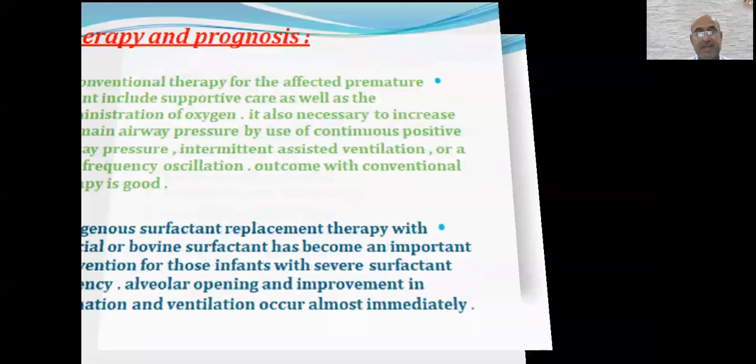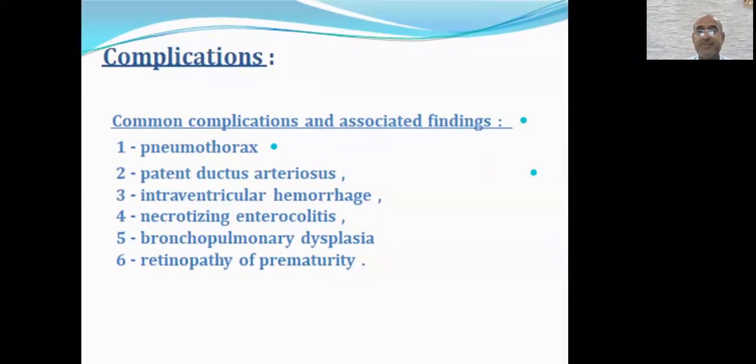Complications associated with respiratory distress syndrome type 1: pneumothorax, patent ductus arteriosus, intraventricular hemorrhage, necrotizing enterocolitis, bronchopulmonary dysplasia, retinopathy of prematurity. Of course, if you need more detail, you can return to your textbook to read about each of these important complications of respiratory distress syndrome.